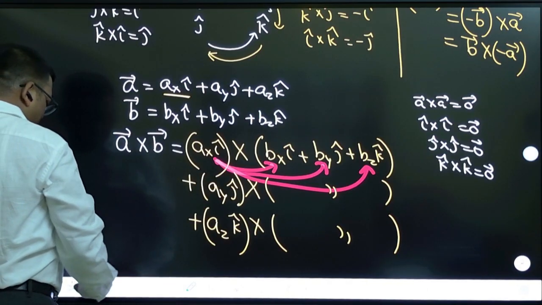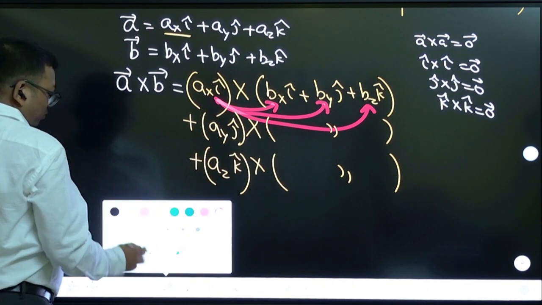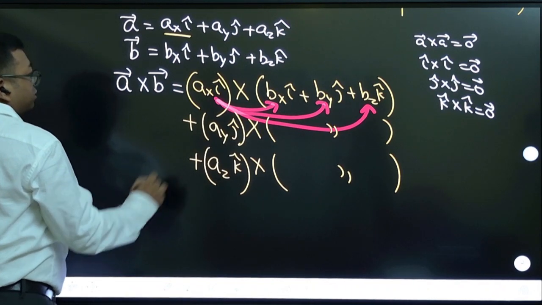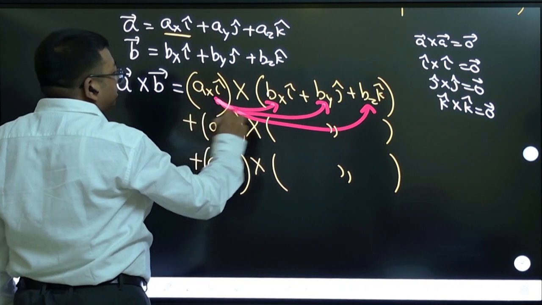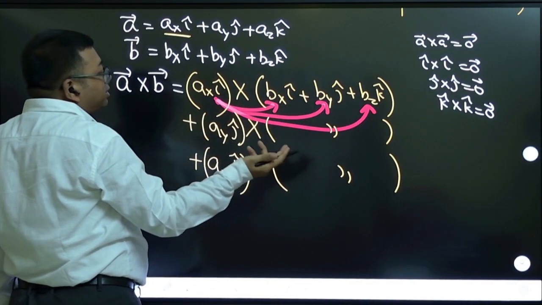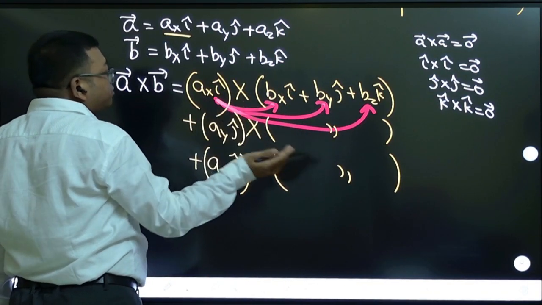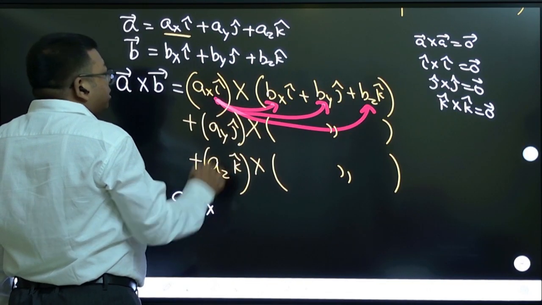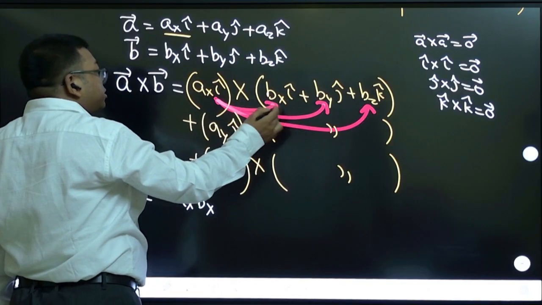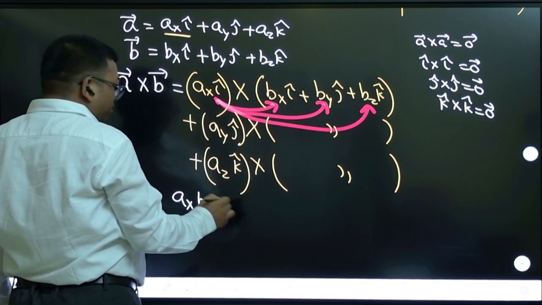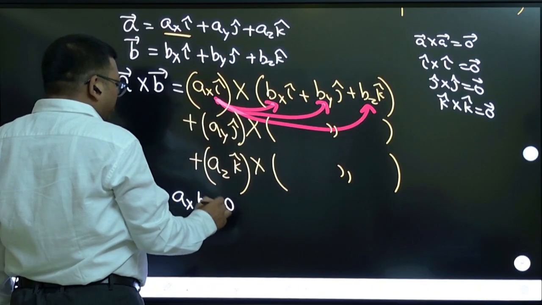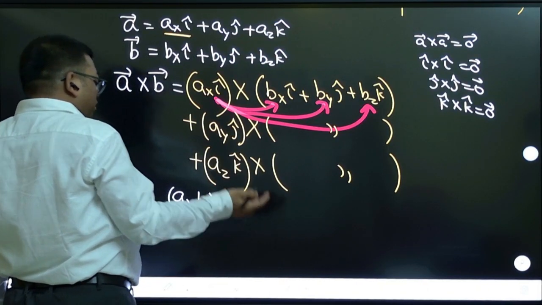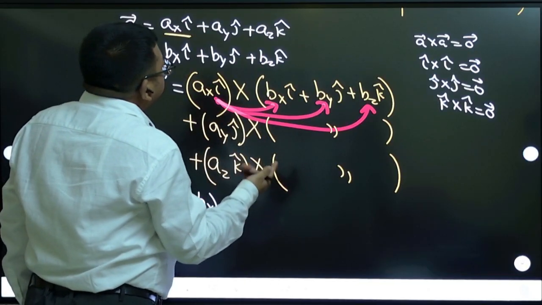Let us do that one term. Suppose I open, so Ax, see, scalar will multiply, no problem with multiplication of scalar. So Ax Bx will become Ax Bx, but i cross i will become 0. I cross i becomes 0, so this will multiply with 0, and that means it will become 0.